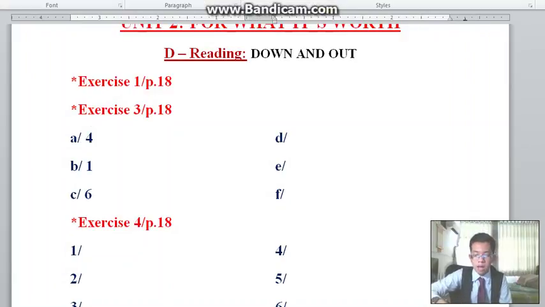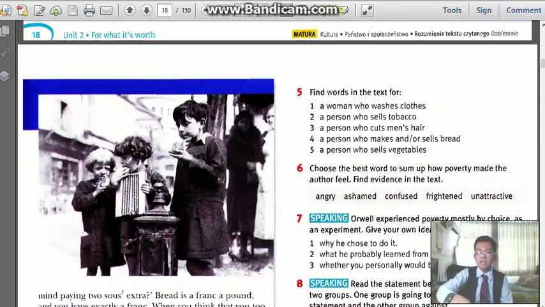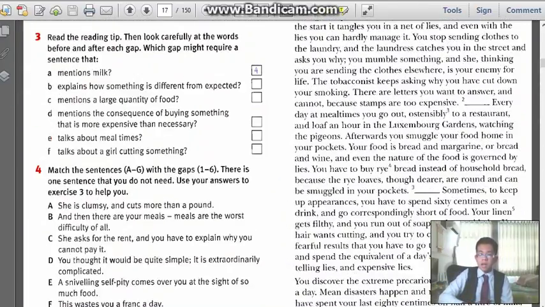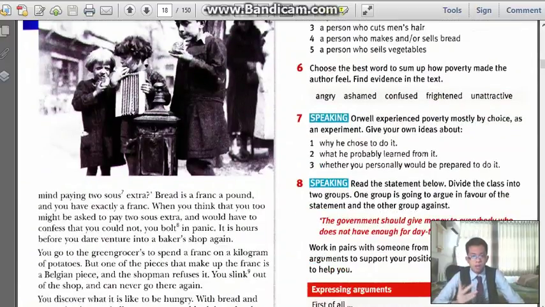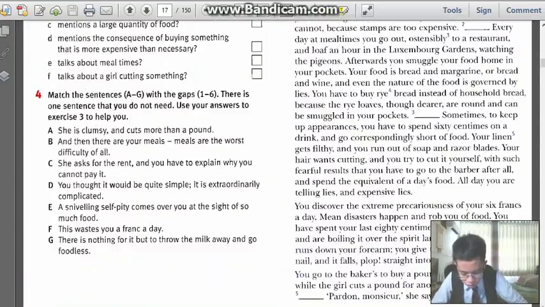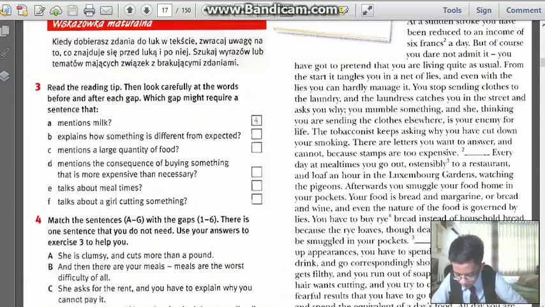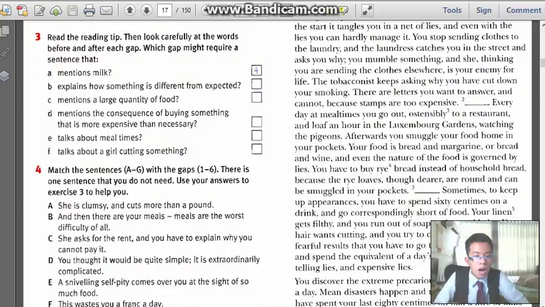Next one, sentence with the letter D. What does it talk about? It mentions the consequence of buying something that is more expensive than necessary. More expensive than necessary. So let's go to blank number 2. Stamps are too expensive. No, that's not it. Okay, next.